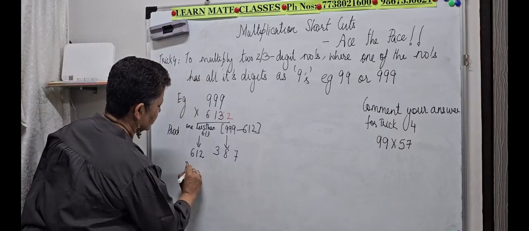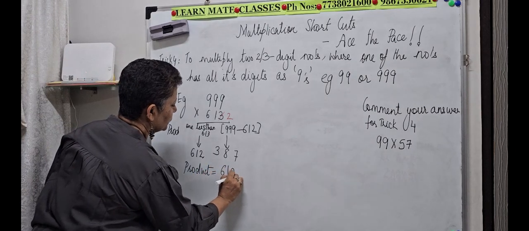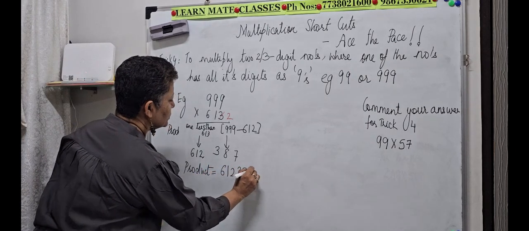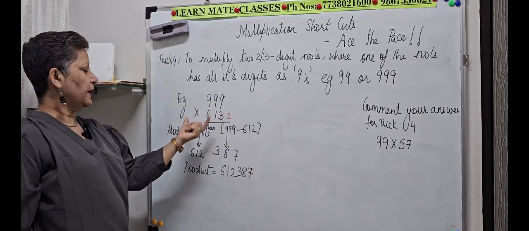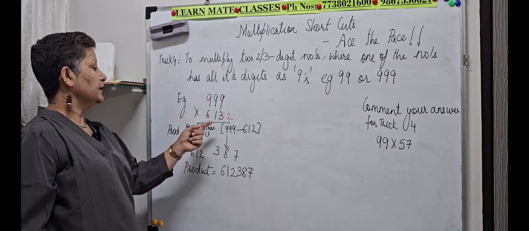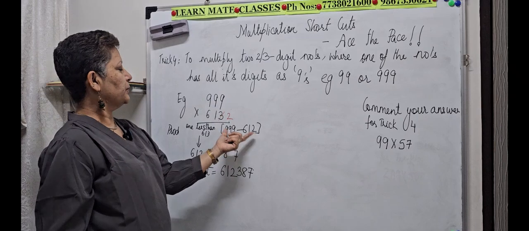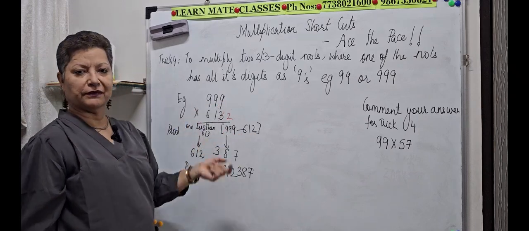So the product, as simple as that, is 612387. Whatever your number is, the first part is obtained by taking 1 less than that. So 613 minus 1. Had it been 587, you would have taken 586. And this second part is obtained by subtracting this number from 999.